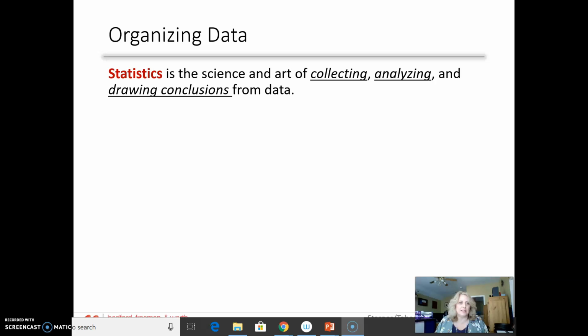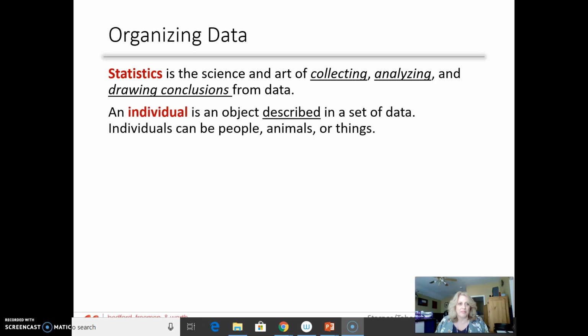So what is statistics? Statistics is the science and the art of collecting, analyzing, and drawing conclusions from data. An individual is an object described in a set of data, and individuals can be people, animals, things. It's whatever you're describing.